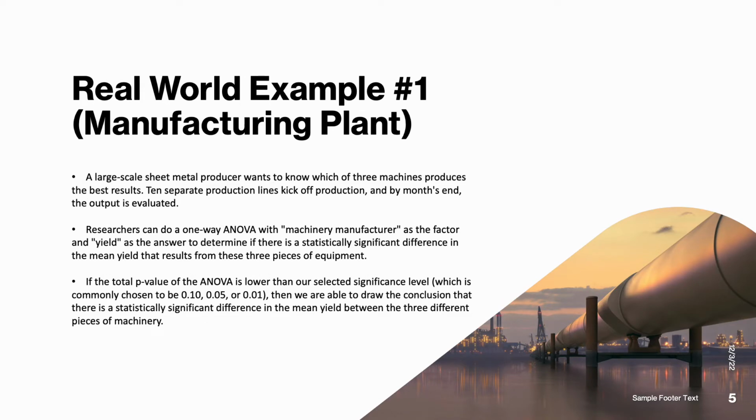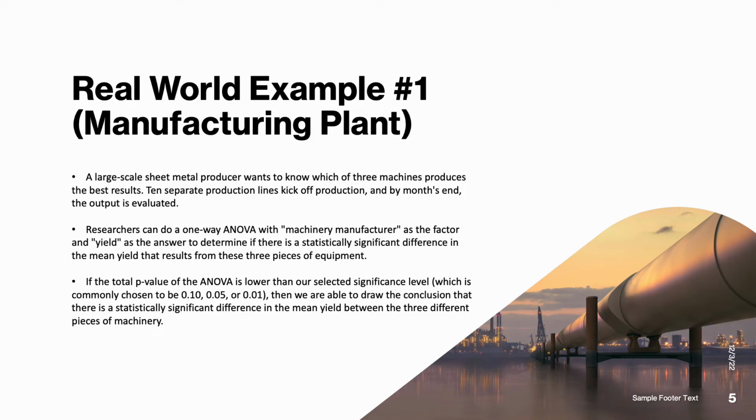A manufacturer of sheet metal on a massive scale is interested in determining which of 3 machines produces the greatest output. 10 distinct manufacturing lines begin production at the beginning of the month, and towards the end of the month, the output is assessed. Researchers can establish whether or not there is a statistically significant difference in the mean yield that arises from using these 3 pieces of equipment by carrying out a one-way analysis of variance, Anova, and designating machinery manufacturer as the factor and yield as the answer.